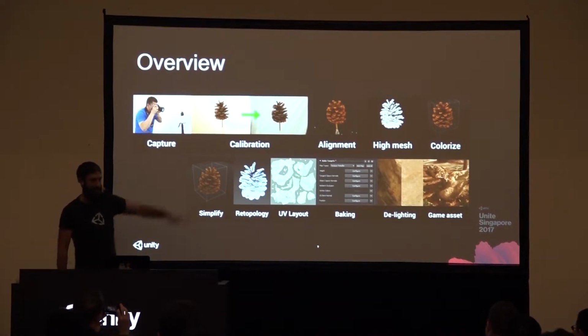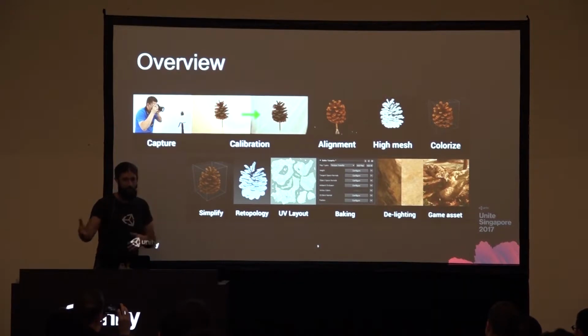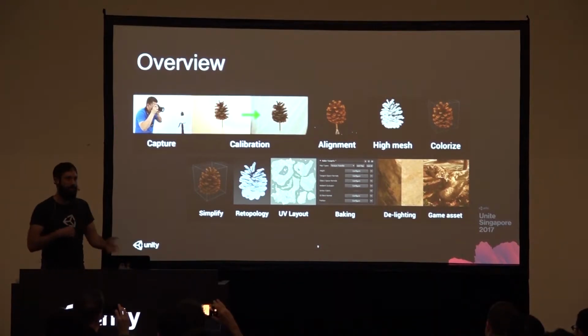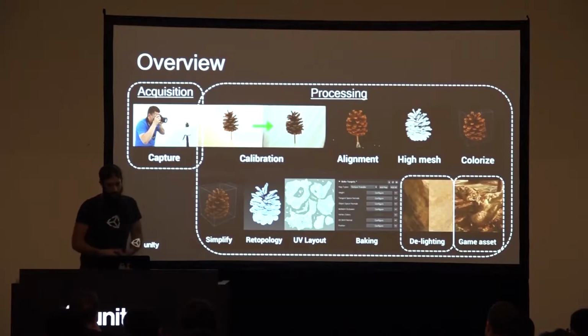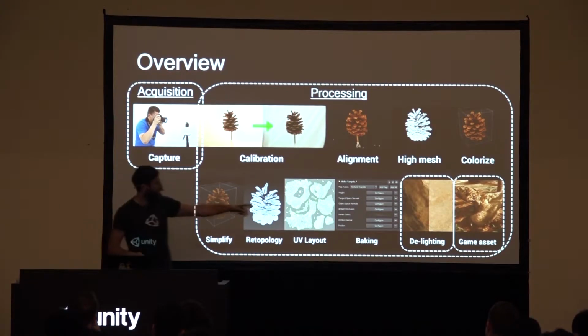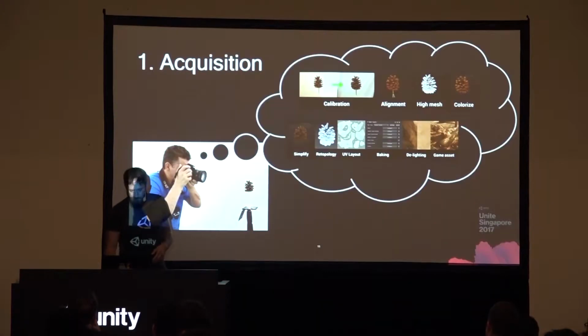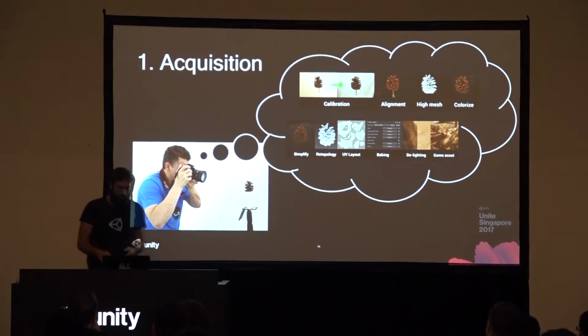You have to do many things, and at each step you have to choose the right software and do the right things. So basically, it's going to be 4 steps: acquisition, processing, delighting, and then turning it into game assets. So the acquisition first.